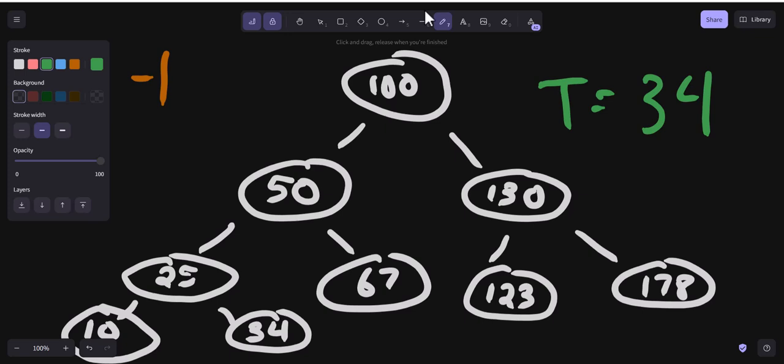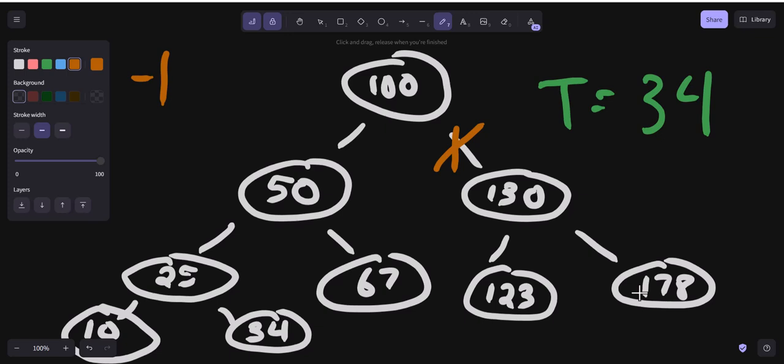Is 34 less than 100? Yes, 34 is less than 100. So we should go down the left. If 34 is somewhere in this tree, it's going to be down the left. That basically means there's no point in even going this direction, right? Why iterate over it? It's greater than 100. 34 is less than 100. There's no point. So that, literally, is these three nodes, 130, 123, and 178. We don't even have to bother with them. There's no point in searching through them or wasting our time iterating through them because we know for a fact that they don't have the answer.